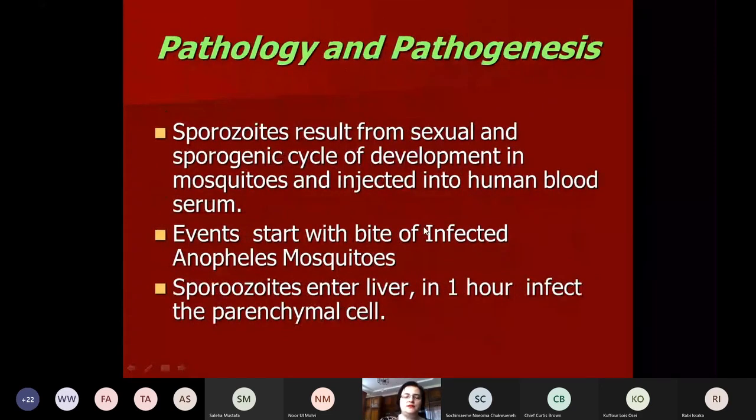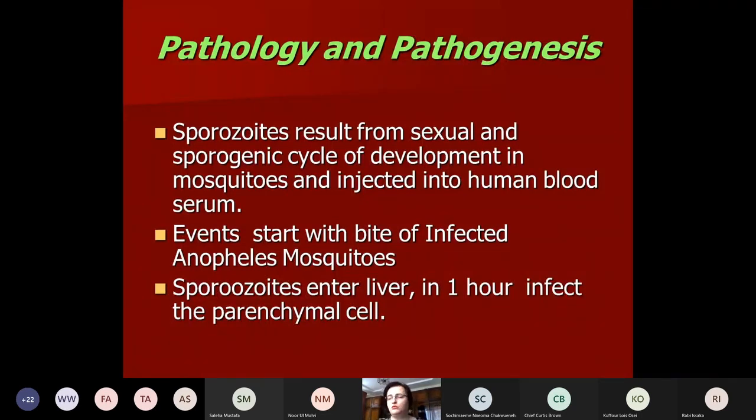Pathology and pathogenesis. Sporozoites result from the sexual and sporogenic cycle of development in mosquitoes and are injected into human blood.